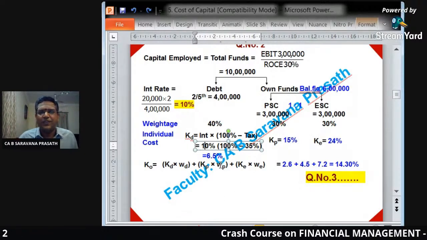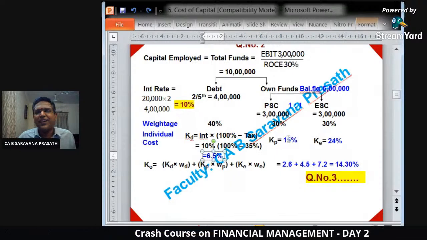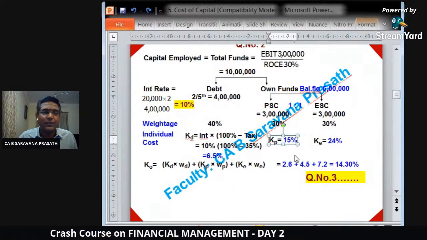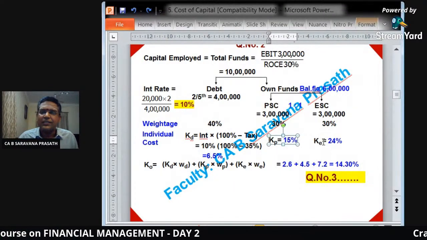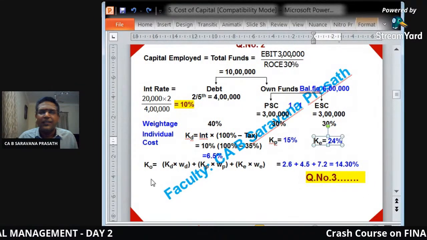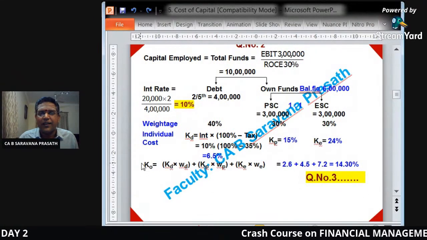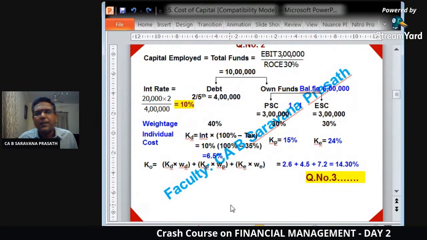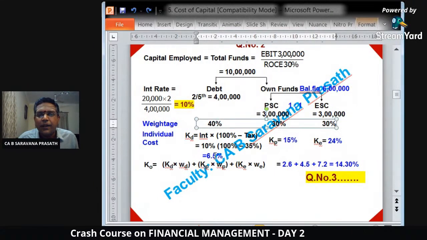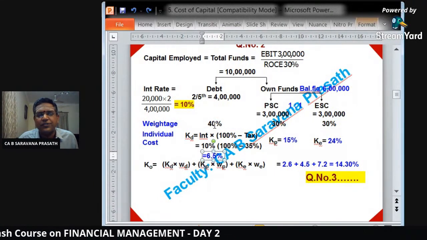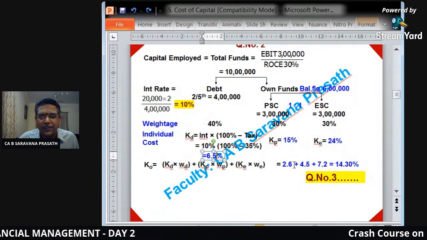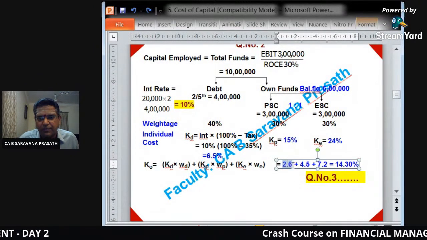So cost of debt is equal to 6.5%. Cost of preference capital given in the question is 15%. Cost of equity 24%. Therefore, overall cost of capital, we write the formula, multiply and add. 6.5 into 40%. That is how 2.6 comes up.